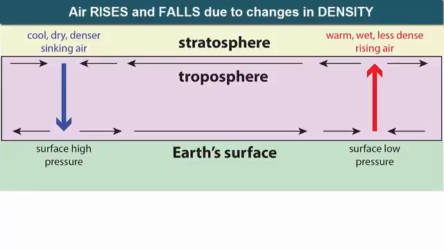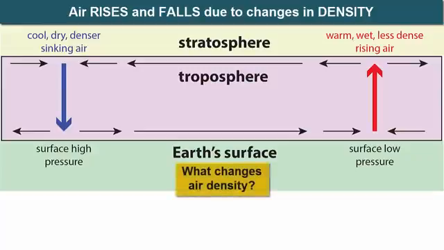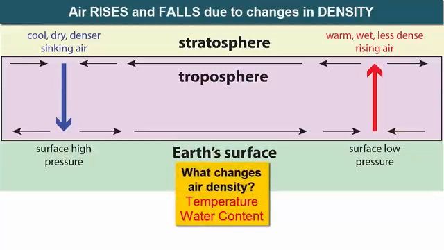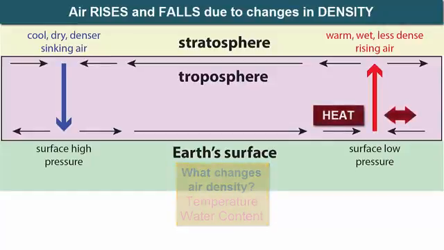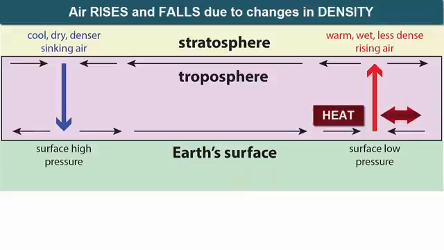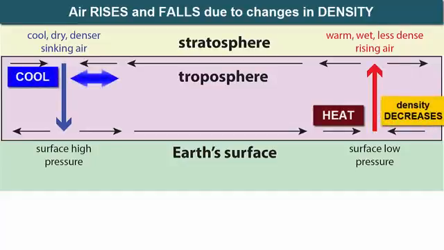Air rises and falls on our planet as it changes its density, a concept we've talked about many times in past videos. What would change the density of air? Two things: temperature and water content. If I heat up air, the molecules get a higher kinetic energy, and if they have space to move, they'll move outwards and the entire air mass will expand. That makes it less dense. If we cool air, its molecules would lose kinetic energy and slow down. They could now get closer together. They would contract and become more dense.